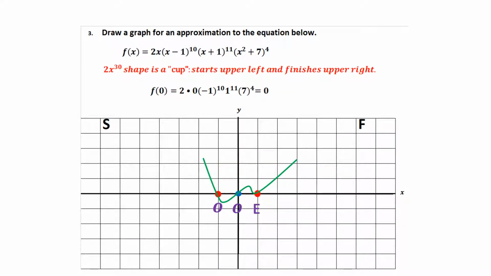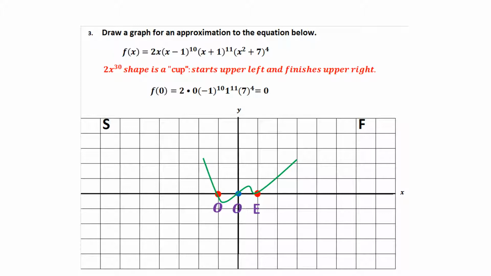For our third and last drawing, we have f of x is 2 times x minus 1 to the 10th times x plus 1 to the 11th times x squared plus 7 to the 4th. And if we count exponents, x is to the first power. Then we got 10, and then we have 11, and it's x squared to the 4th, that's x to the 8th. And we count up all those exponents, we're going to have x to the 30th, and it's a 2 in front of it, so it's 2 times x to the 30th. 30 is even. The shape is a cup. Start upper left, finish upper right.